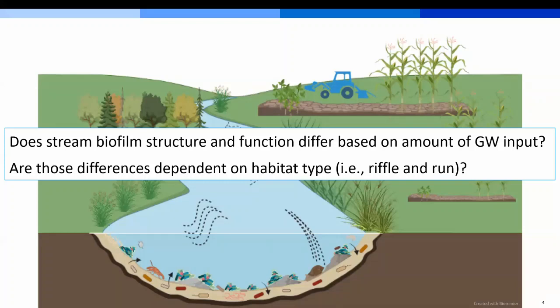Here we hypothesize that based on differences inherent to runs and riffles, namely velocity, will impact how groundwater subsidies are taken up by stream biofilm, and that this will ultimately affect stream biofilm structure and function.